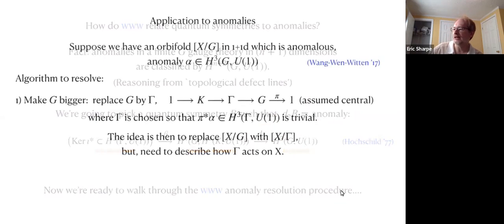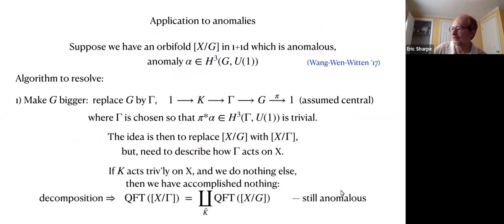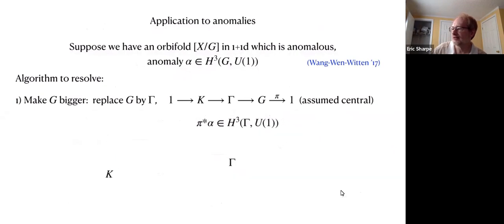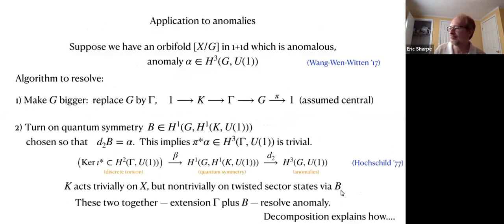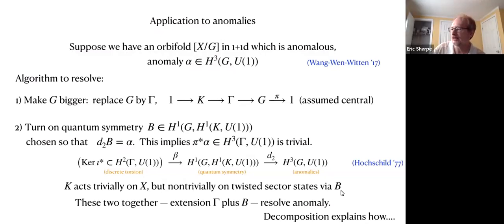Now, with that in mind, we can outline the algorithm. So Wang-Wen-Witten basically has two steps. Step one, they make G bigger. Step two, well, if all I did was make G bigger, that wouldn't accomplish anything. But if I now add a quantum symmetry, I'm in business. I make G bigger, I add a quantum symmetry that's chosen to map to the anomaly that lies in that group cohomology group. And then those two things together resolve the anomaly.